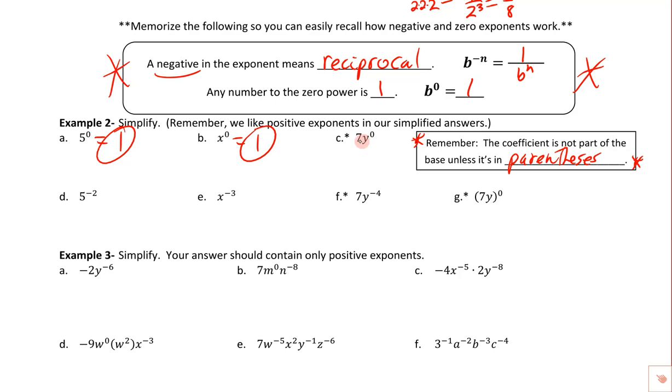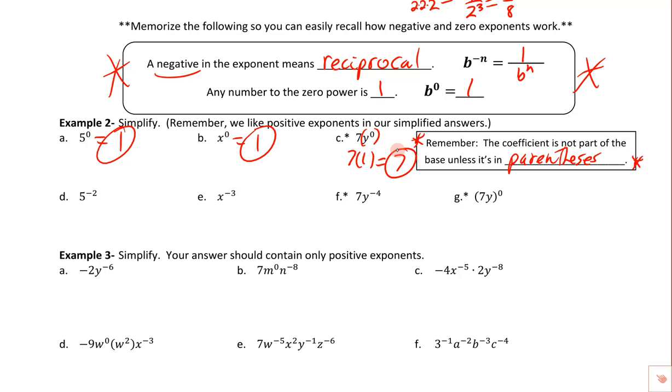So you'll notice that the 7 is not in parentheses with the y. So what we've got here is 7 times y to the 0 power. These are stuck together. This is an exponential expression. So the 7 is just sitting out in front. What is y to the 0? Any number to the 0 power is 1. So the answer on this one is 7 times 1, which is just plain old 7. Okay, so that's how we work with 0 for an exponent.